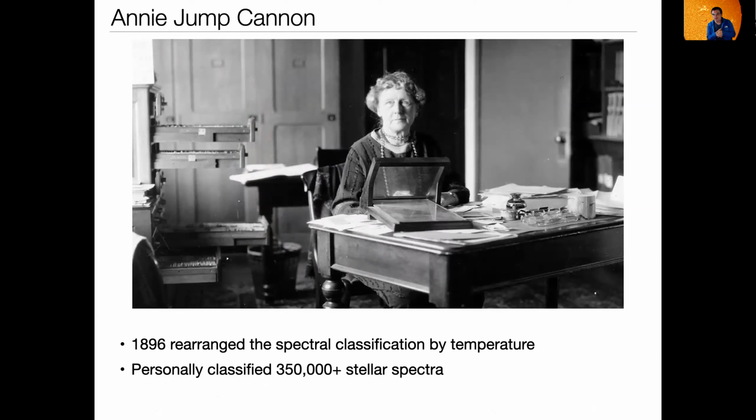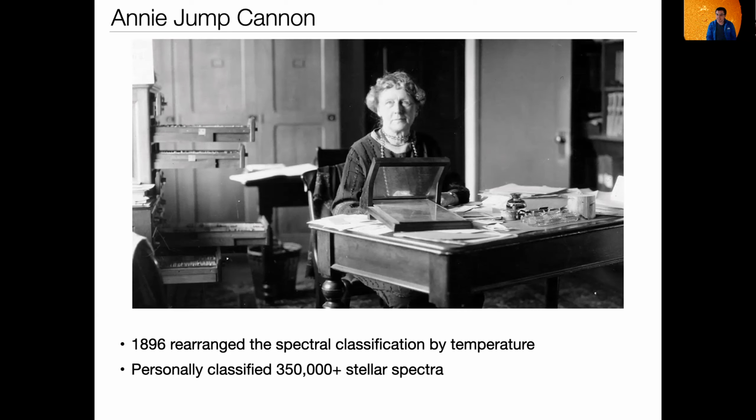And there was no rhyme or reason. We were trying to understand all the stars that we were looking at, and the differences between them, why some stars were alike and some stars were different. No one could make any sense of it. But in 1896, Annie Jump Cannon realized that maybe temperature was important. And so she grouped all the stars by temperature and rearranged that spectral order.